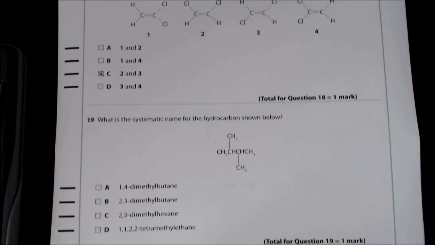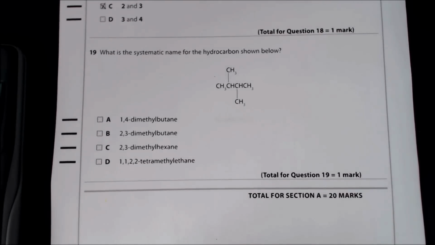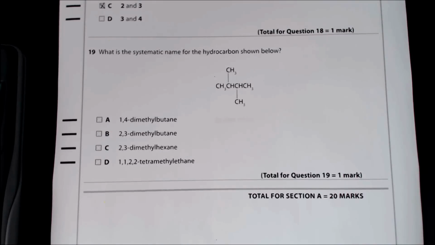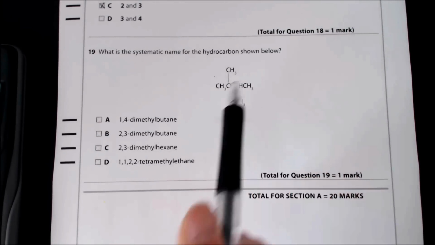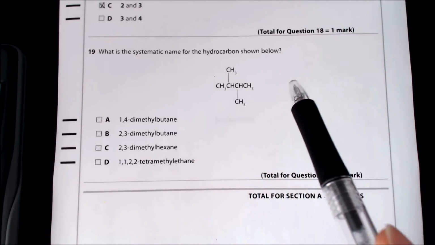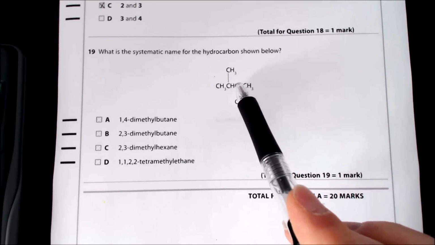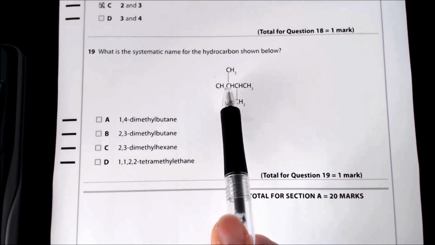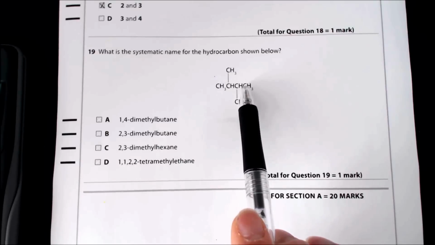There you go. And the last question for section A is what is the systematic name for the hydrocarbon shown below? So for this one, we need to find the longest carbon chain, and you can either do like this, or you can do straight across. I would do straight across because it looks a bit easier to see. You can see here we've got 1, 2, 3, 4 carbons, so we're looking at a butane molecule.